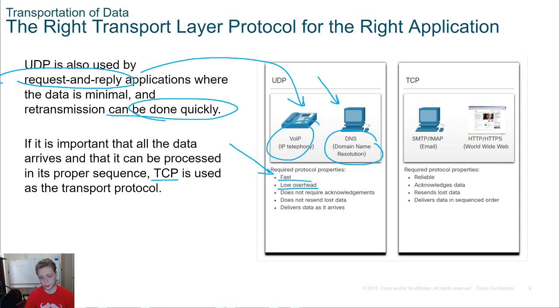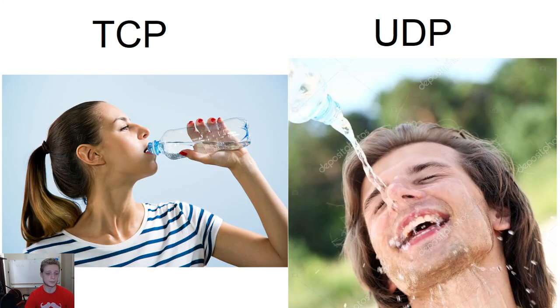UDP is fast. It has low overhead, which means you're not spending extra bandwidth on these layer 4 headers. It does not require acknowledgments, does not resend lost data, delivers data as it arrives. Now TCP, in contrast, is reliable. It acknowledges data. So because it does that, it's going to have higher overhead. It's going to require more bandwidth than a UDP header would. The TCP header is much larger than a UDP header. But it does resend lost data, and it sequences things, so if we need to reorder them, we can. So really, on a basic level, TCP is very reliable.